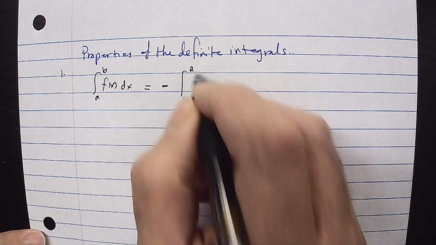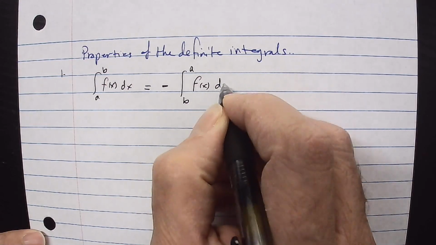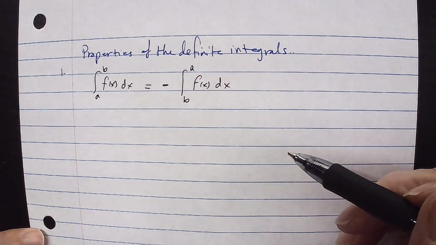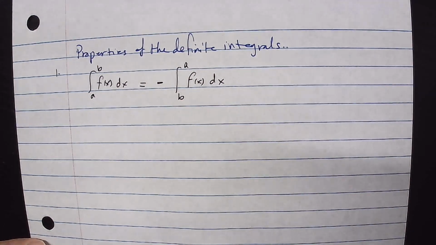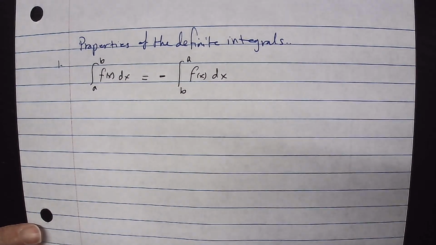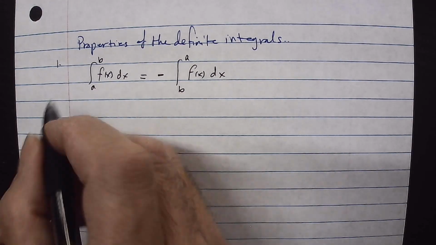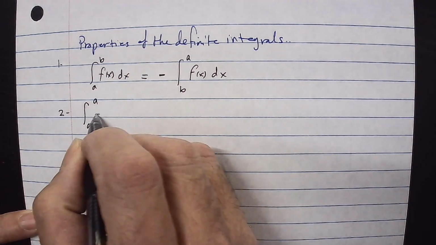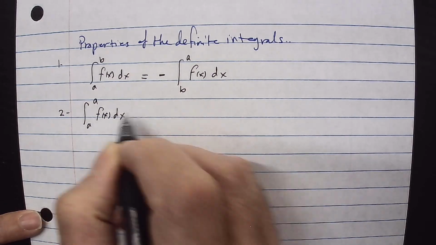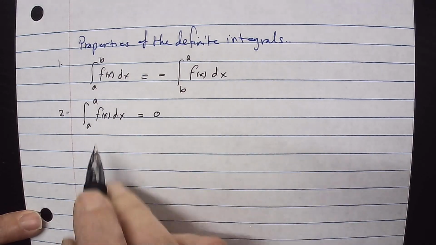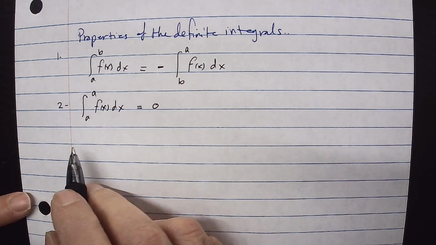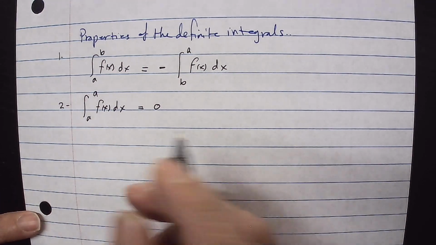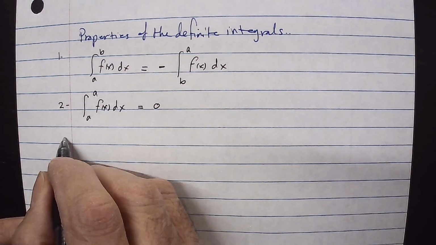b to a f of x dx. That is, reversing the bounds will make a negative sign appear on the integral. The second one, the integral a to a f of x dx equals 0. That means the area under the curve between a point and itself is 0. So there's no area to calculate.